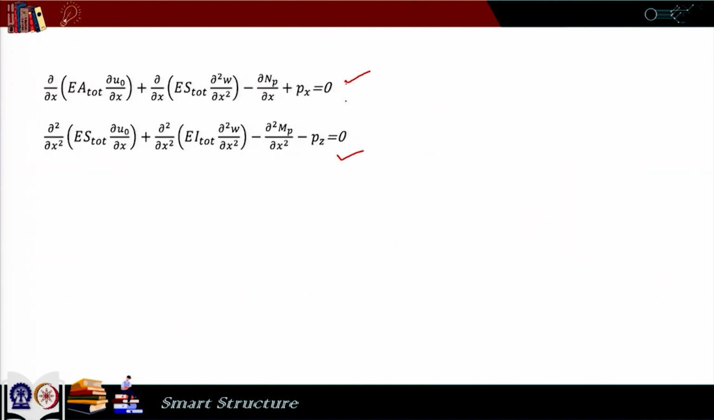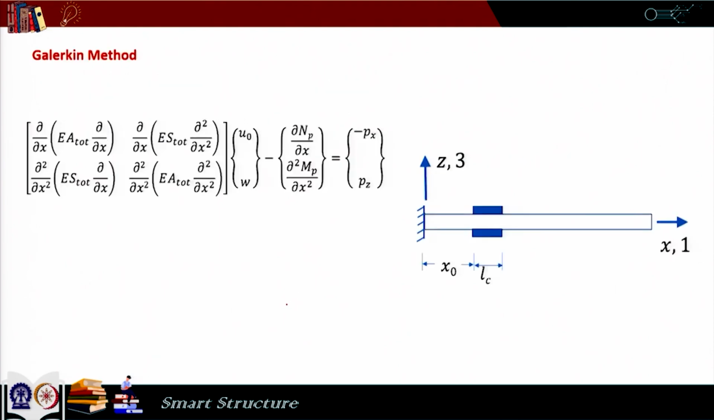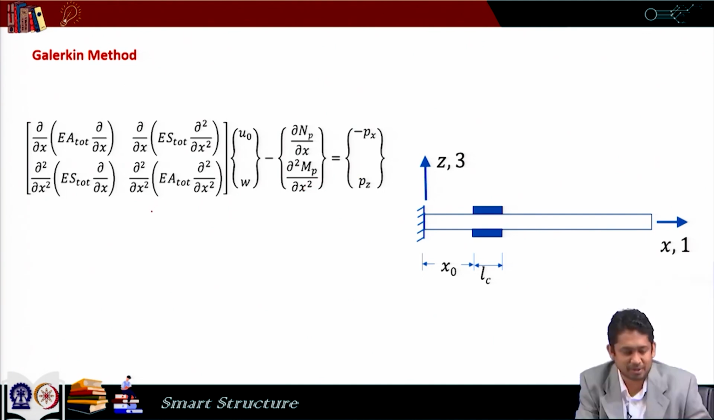Now, these two equations are now written in a compact form as this. So, here we have this operator. So, u 0 comes here and it gets operated here, w comes here and it gets operated here, and we get the first equation. Similarly, u 0 comes here and w comes here and we get the second equation. And we are going to solve it by using a technique named the Galerkin technique.